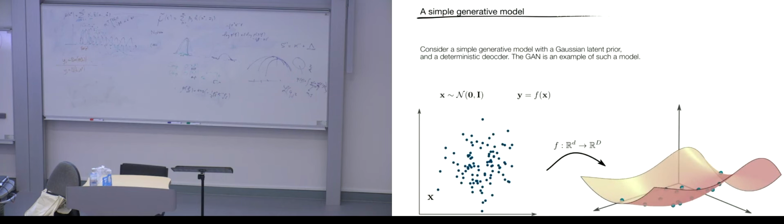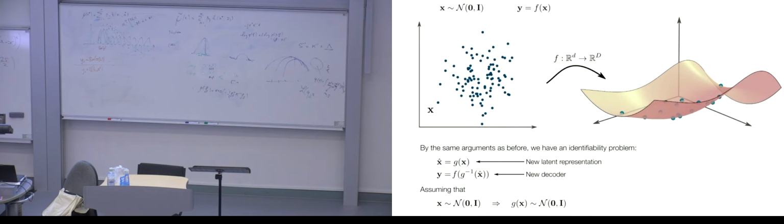Okay, enough of the teaser. Let's actually get into the core. So we're dealing with generative models. Let's just make it specific. Here's one generative model. The latent variable X, we'll assume to be standard normal distributed, and then we'll have some decoder that maps from low-dimensional latent space out into observation space. That's our generative model. There's a large collection of state-of-the-art models that basically fit into this category.